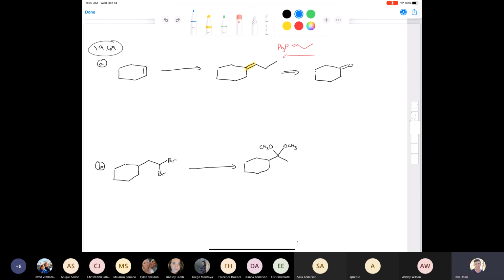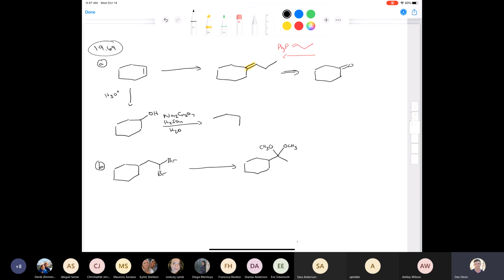Probably the best way to do this would be to simply do a Markovnikov addition of water. Of course, Markovnikov and anti-Markovnikov are irrelevant here, so this would just be a hydration, just treating it with aqueous acid, and that would give me cyclohexanol. Then I could oxidize that secondary alcohol. Since somebody mentioned chromic acid earlier on today, we'll try that for a change. So sodium dichromate, sulfuric acid, and water all together.